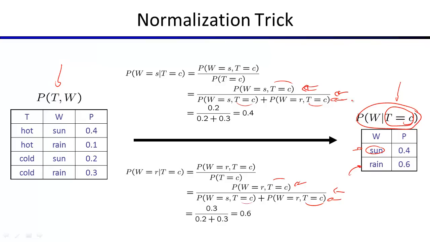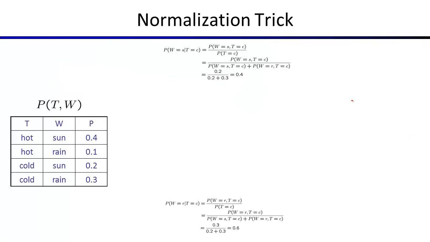So another way to look at this computation is to break it down and say we're really looking for all entries consistent with T equals C, and then we're going to use them in this particular way where we just need the one entry consistent with the conditional we're computing, but then we still need to divide by the sum of all of these entries. And that's the normalization trick. So this is how this plays out.